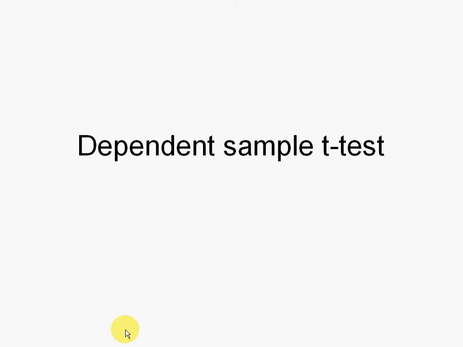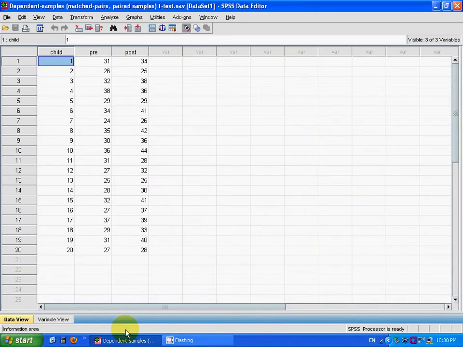In this video, I will show how to do the dependent sample t-test in SPSS. For dependent sample, we also call it matched pair sample. So let's say there is a group of children that are taking some tests, taking some treatment. So before the treatment, we collect the pre-treatment data, and then after the treatment, we take the post-treatment data.